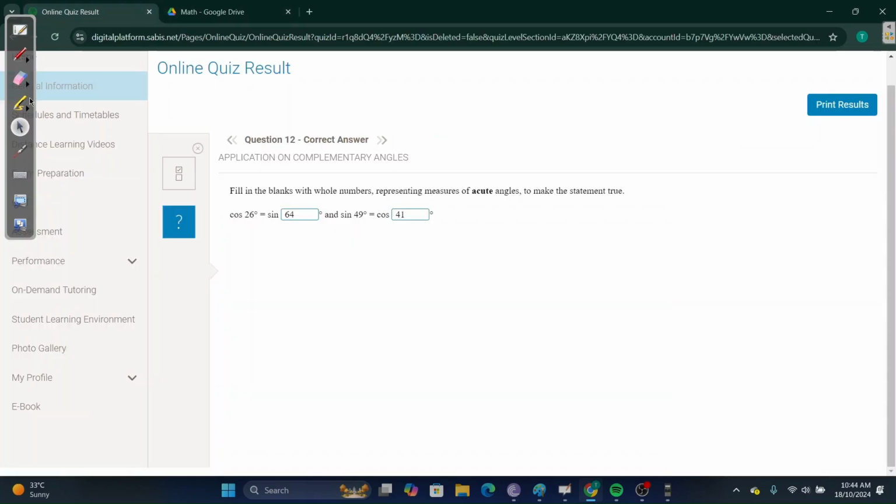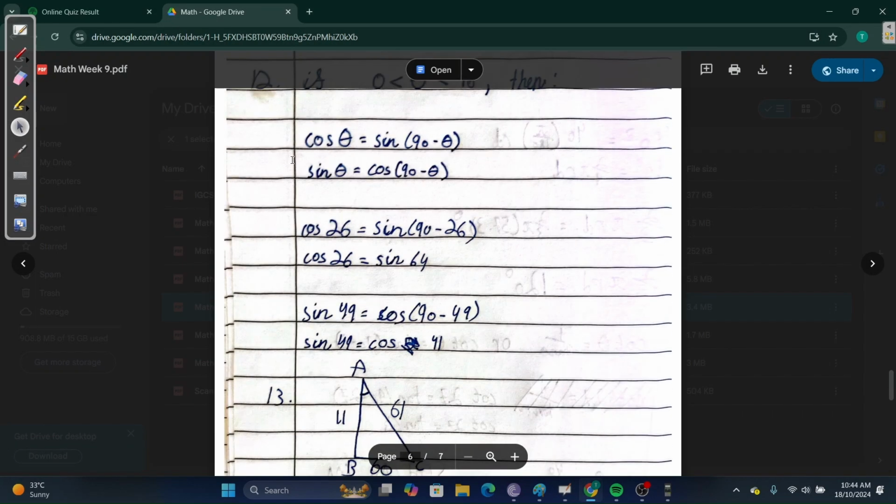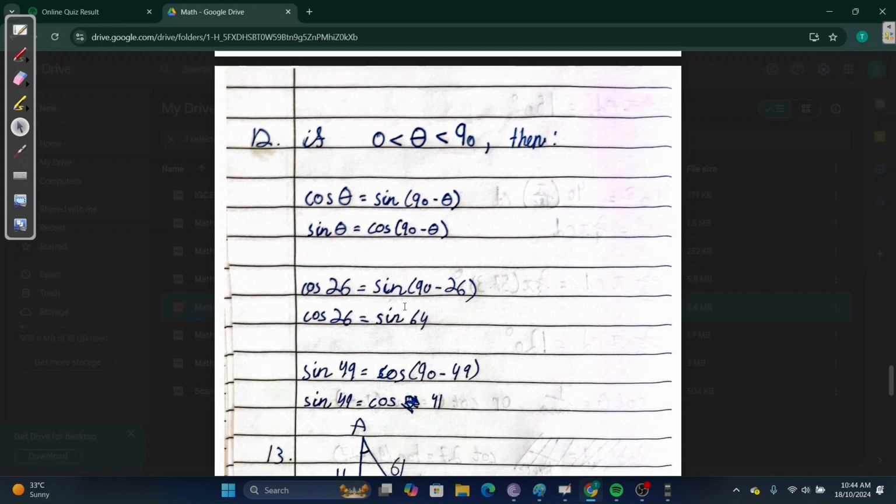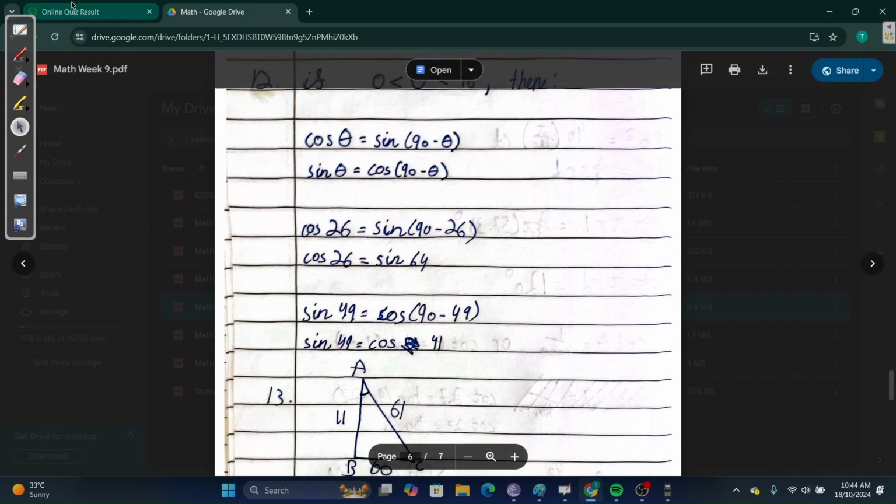So we go here. Cosine 26 is sine of 90 minus 26, which gives you 64. And sine 49 is equal to cosine of 90 minus 49, which is 41, and 41 plus 49 gives 90. It's more in depth in the notes, so not really that much in depth. Cosine 26 equals sine of 90 minus 26, sine 64. It's just what I said, but I wrote it down.